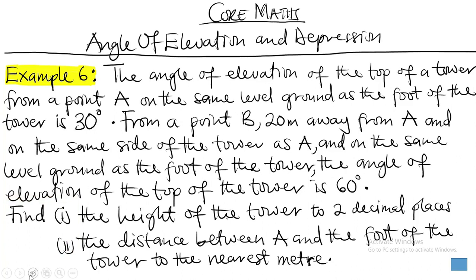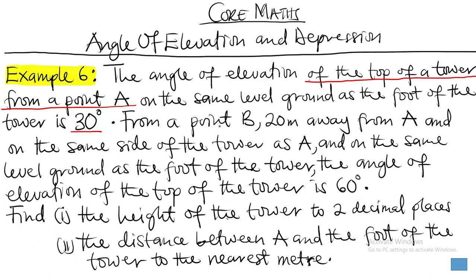Let's get the key things out from the question. It says the angle of elevation of the top. So here we've gotten our object, the top. From a point A, so this is our point of observation. From a point A on the same level ground as the foot of the tower. And here is the angle of elevation. So we have our object, we have our point of observation, we have the angle of elevation.